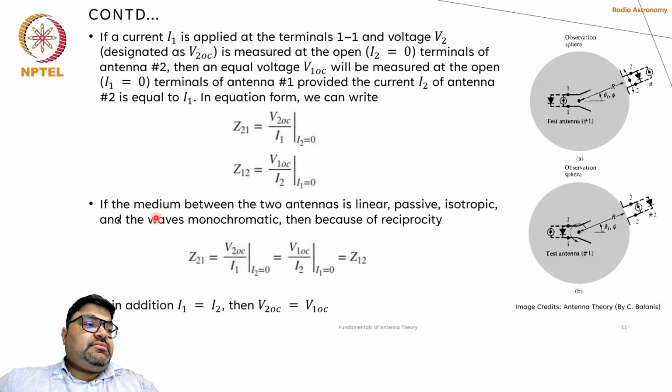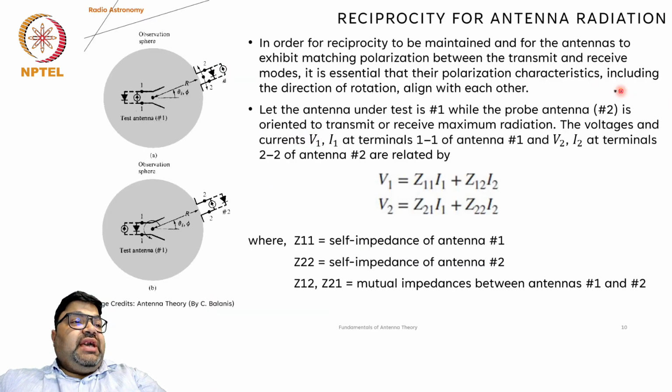Okay. If the medium between the two antennas is linear, passive, isotropic, and the waves are monochromatic, then because of reciprocity you have Z21 equal to Z12. If in addition I1 is equal to I2, then V1 open is equal to V2 open. Okay. So just to mention it one more time, as it may be confusing: what we have done is, we have one antenna under test, which is antenna number 1.